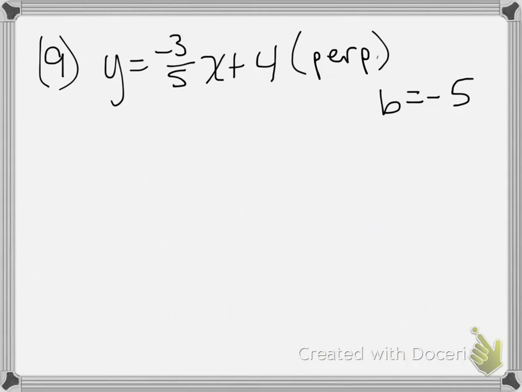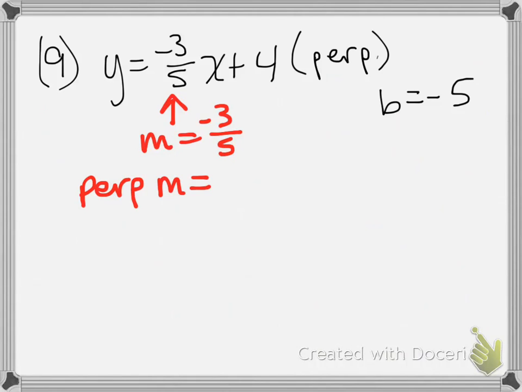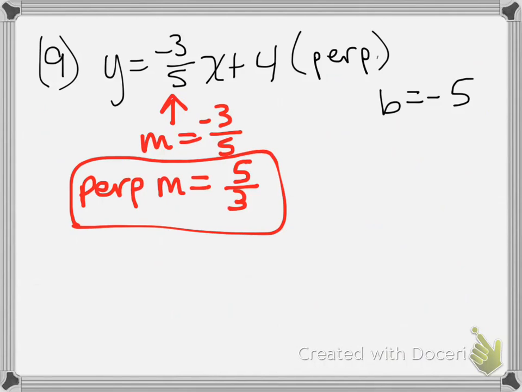Number 9, we're going to write the equation of a line that's perpendicular to the line they've given us. So the slope here is negative 3 over 5. The perpendicular slope that we want is going to be the negative reciprocal. So we're going to take 3 over 5 and change it to 5 over 3. This was negative, now it's going to be positive. So my new slope that we're going to use is 5/3.